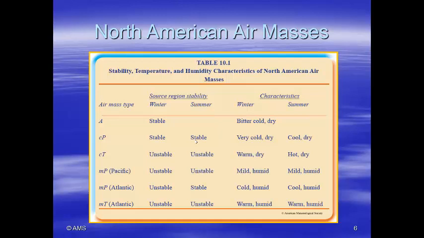If we look at the continental tropical, it's unstable in the winter and unstable in the summer, and it's warm and dry in the winter and hot and dry in the summer. The maritime polar, the Pacific area, is unstable in the summer and winter. In the winter, it's mild and humid, and in the summer, it's mild and humid. The maritime polar on the Atlantic side is unstable in the winter and it's stable in the summer. In both winter and summer, it's cool to cold and humid.